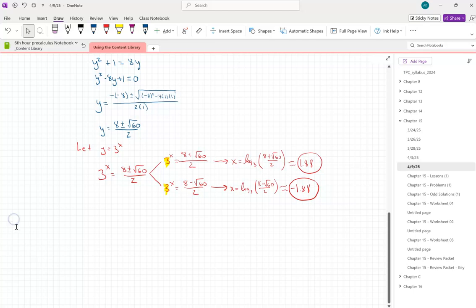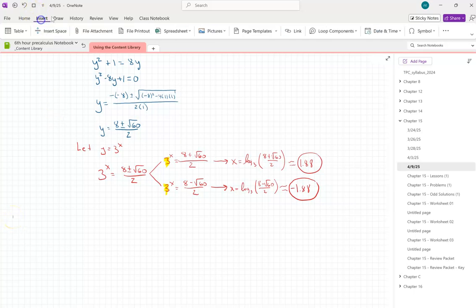Did it work, calculator punchers? Excellent.